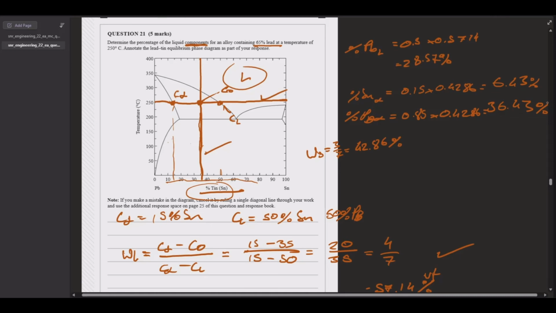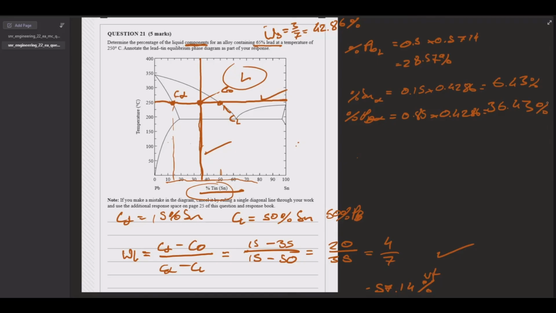If we add all those values up, so 28.57 times 2 plus those other ones, we should get 100%. And we get exactly 100%. So that's good. All these values should add up to 100%.